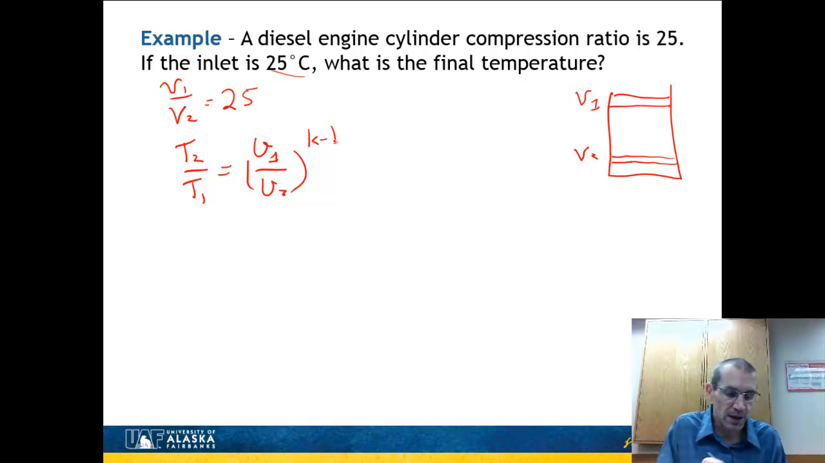And so what we're assuming is this compression process is isentropic. Now remember, in order for that to happen, two things have to happen. Q has to be equal to 0, and it has to be reversible. So think about if that makes sense.